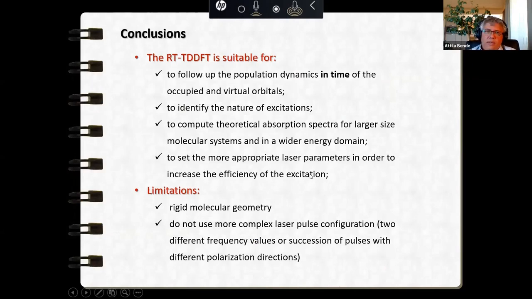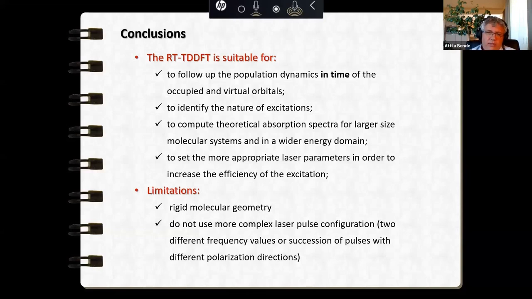And as a conclusion, I can say that the real-time time-dependent method is suitable to follow mostly the population dynamics in time. We can also identify the nature of excitations considering different orbital transitions. It can compute larger absorption spectra for a wider energy domain. And it is also important to see how different laser parameters can induce excitation in our molecular systems.